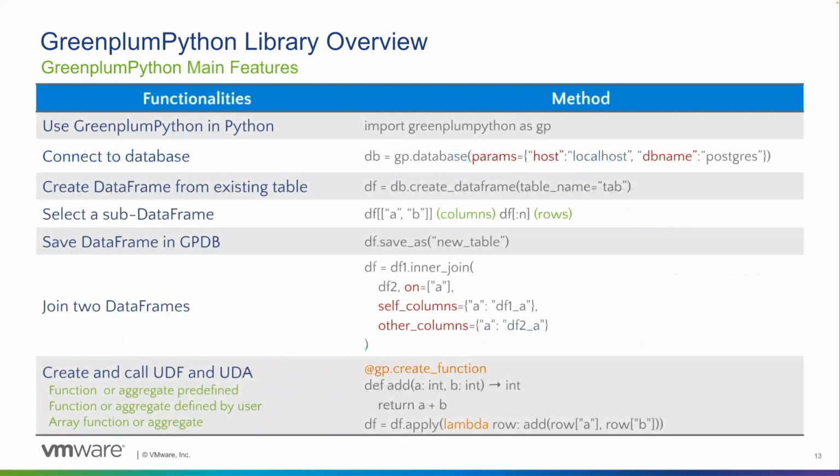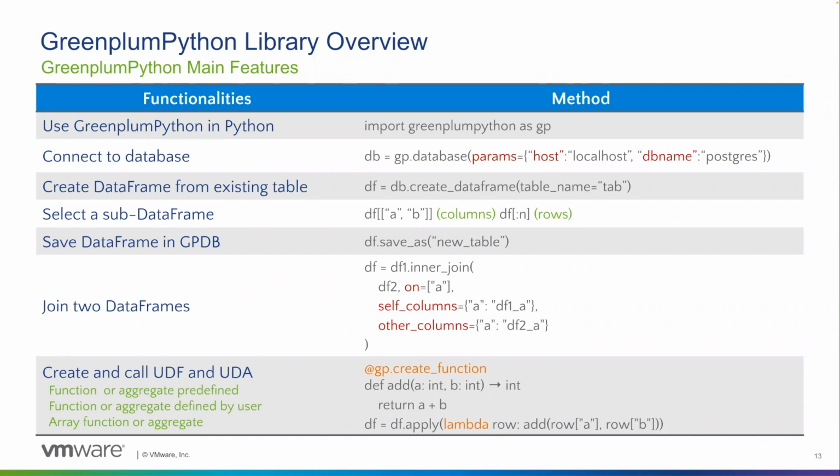Now I'm going to present the main functionalities of Greenplum Python in this slide. So to start, using the library, we can import it with import Greenplum Python and connect to a database using a dictionary of database information or its URI. The library offers various functionalities such as creating data frames from existing tables in the database, selecting a subset of data, joining data frame based on specified conditions, and most notably, creating and calling Python functions on a data frame.